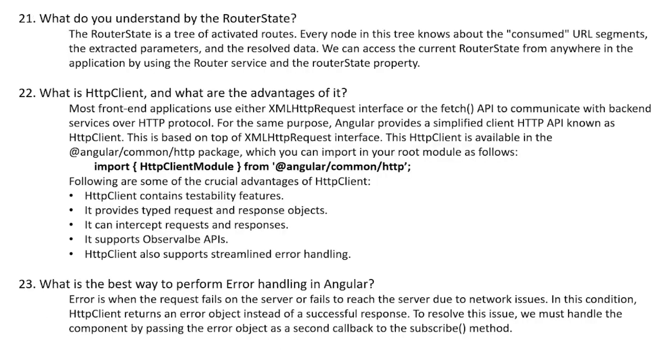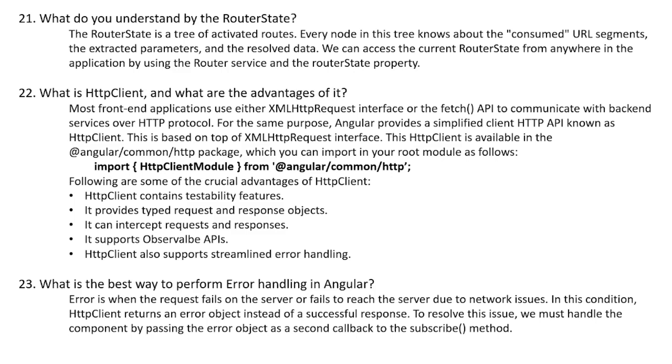Question 21. What do you understand by the router state? Answer. The router state is a tree of activated routes. Every node in this tree knows about the consumed URL segments, the extracted parameters, and the resolved data. We can access the current router state from anywhere in the application by using the router service and the routerState property.